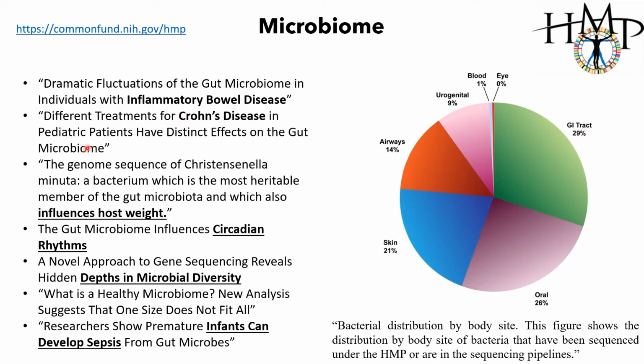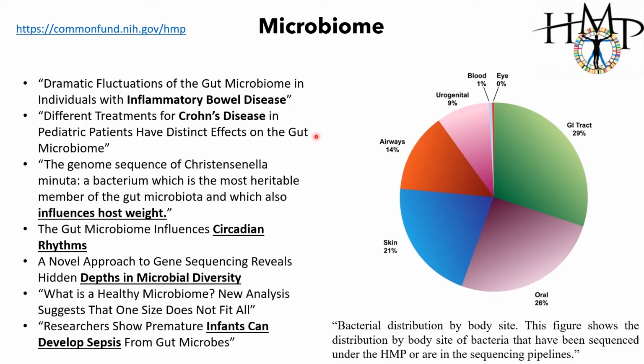So there is a load of bacteria that's in our GI system. And if you start to read these headlines that are actually headlines from HMP, you'll see that we have had some really cool advances in our understanding of the microbiome in recent years. So we see that there's actually dramatic fluctuations in gut microbiome in individuals that have IBD. Also, different treatments for Crohn's disease in pediatric patients actually have distinct effects on the gut microbiome. So they change the gut microbiome profile that you see.